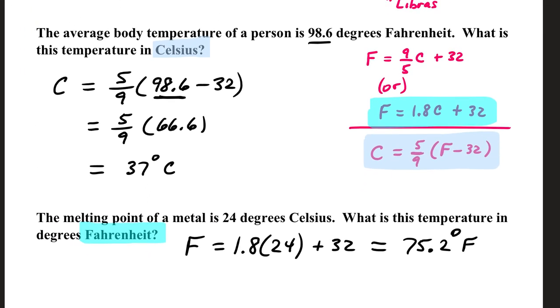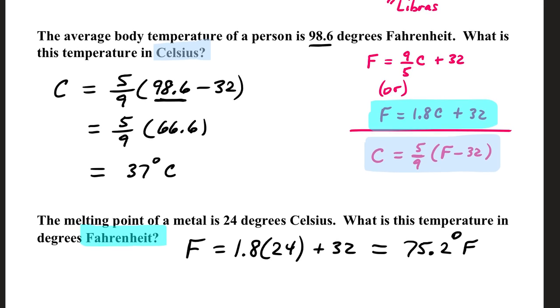In our last two examples, we're going to convert back and forth from Celsius to Fahrenheit. Fahrenheit is 9/5 times your Celsius plus 32, or if you find it more convenient, you can use Fahrenheit is equal to 1.8 times your Celsius plus 32. Celsius is equal to 5/9 times the difference of your Fahrenheit and 32. Later in the class, we'll develop these formulas to see why they work. For now, we'll just use them.